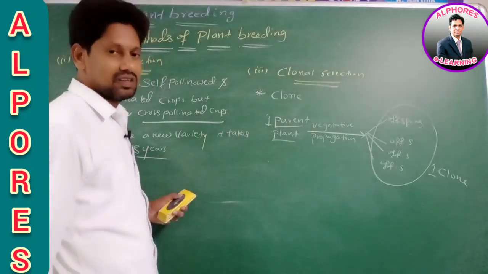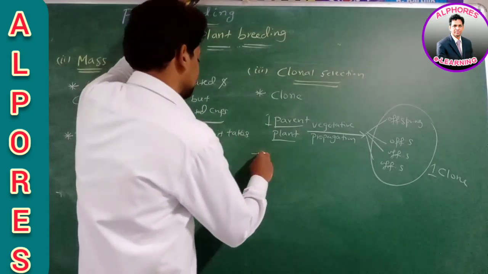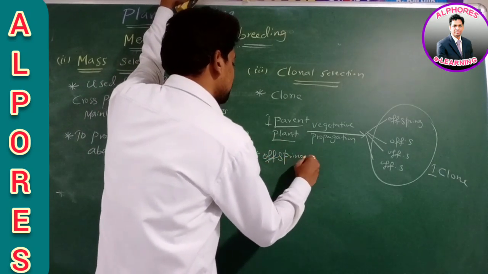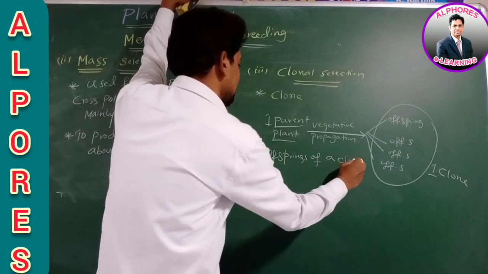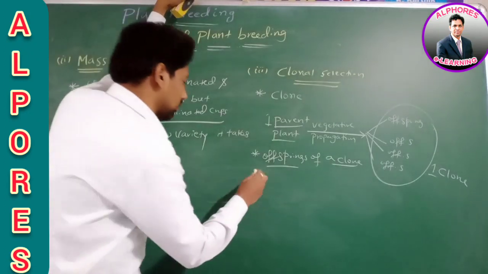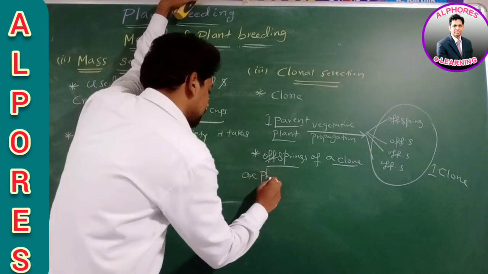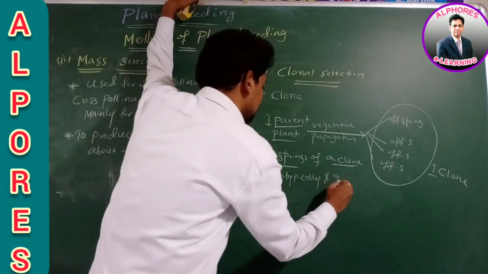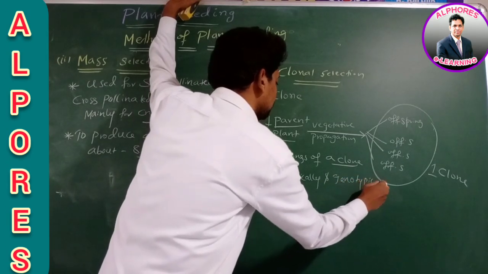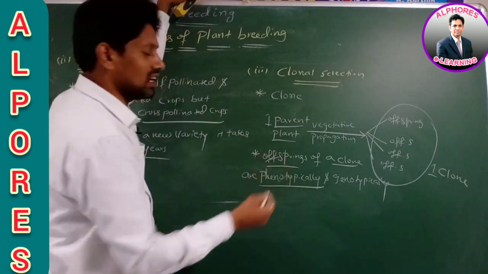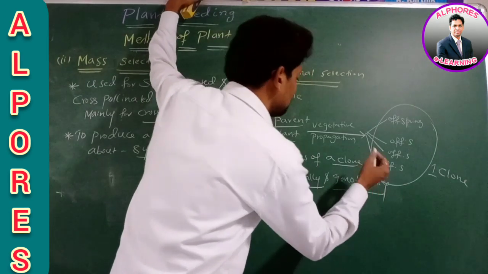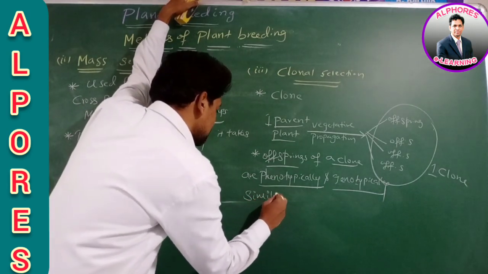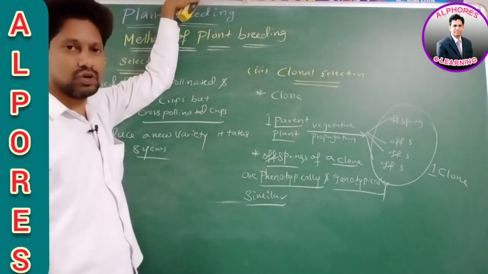Therefore, the offsprings of a clone are phenotypically and genotypically similar. Phenotypically means external appearance. Genotypically means genetically.